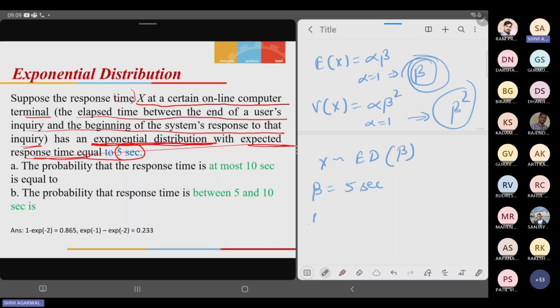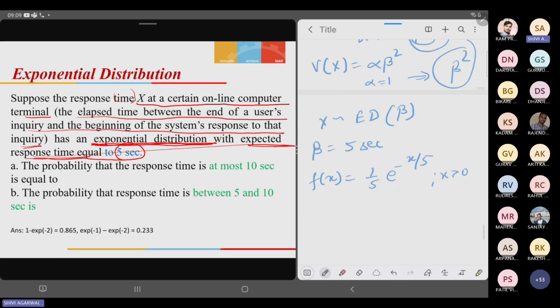Okay. So f(x) will become what? 1 upon beta e to the power minus x by beta, but x is greater than 0. Okay? That will become the density function. Now what is it asking? The probability that the response time is at most 10 seconds. So the probability when response time is at most 10 seconds. Okay, so it is starting from 0 because x is greater than 0. So 0 to 10, and the density function is 1 by 5 e to the power minus x by 5 dx.